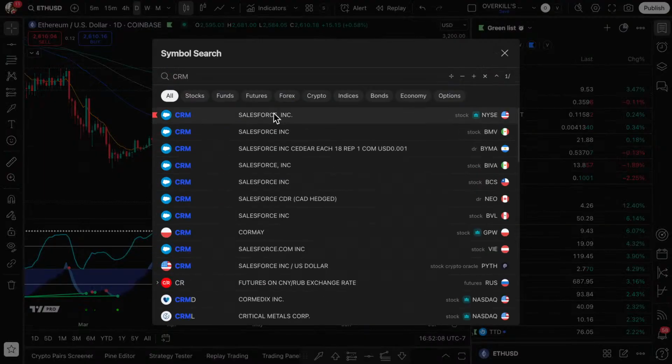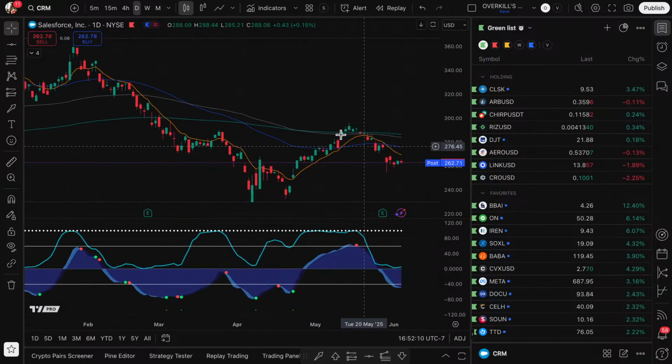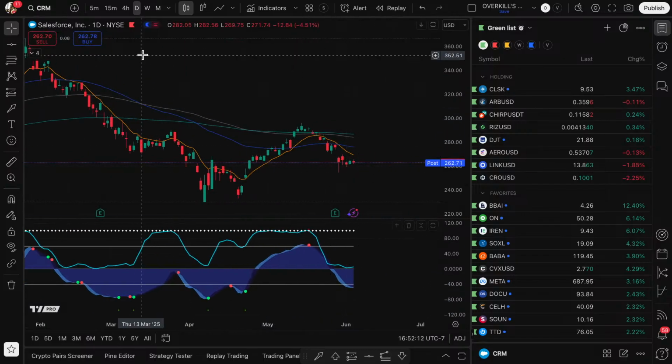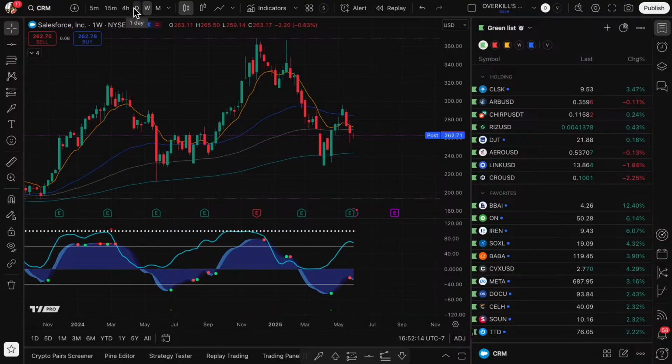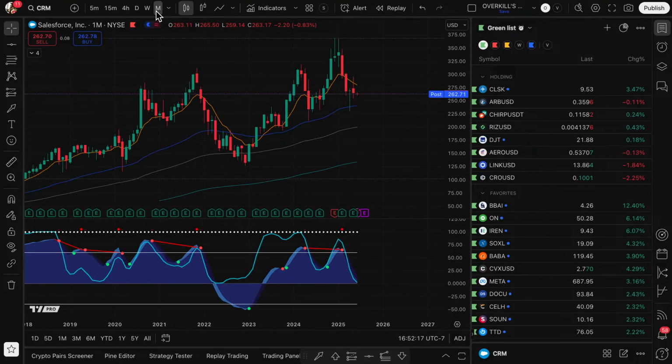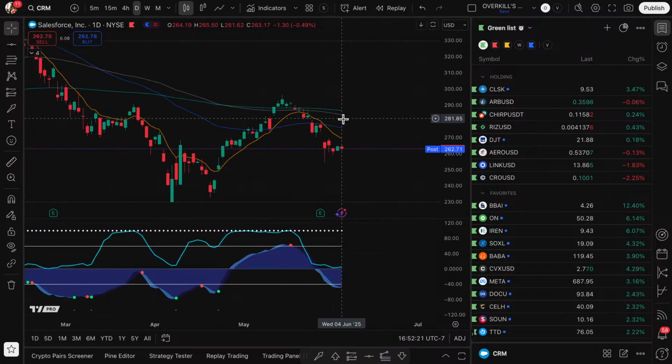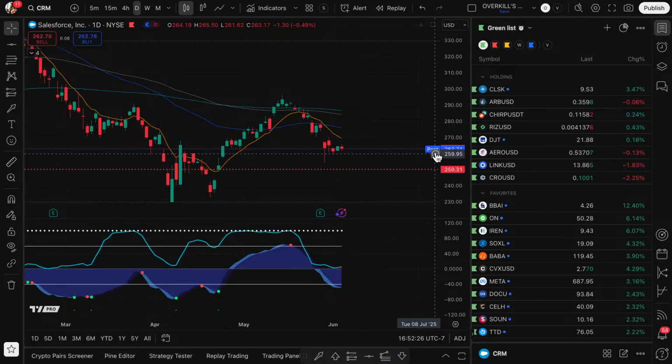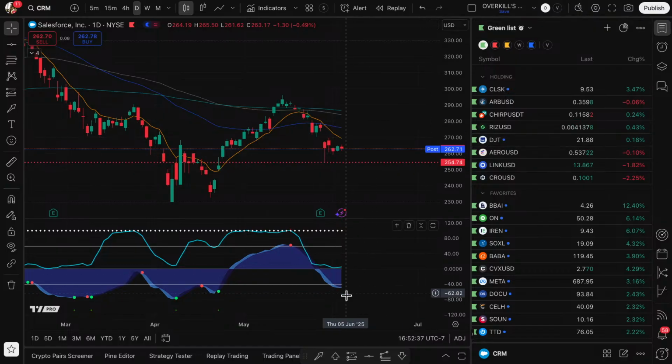CRM, Salesforce. This one's stuck below the EMA. It looks like a green dot's going to come here shortly. The weekly's down. I saw Jim Cramer talking about this one yesterday. If you're going to play this one, I'd make sure this low, I'm going to say 250. I think you could buy some here at 260. Don't take a full position, but you could wait for the green dot as well. If that green dot comes, use 254 as your stop loss.